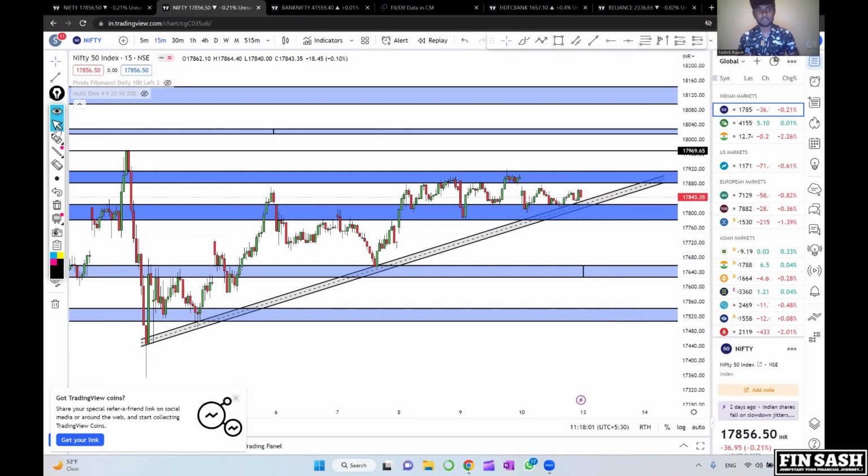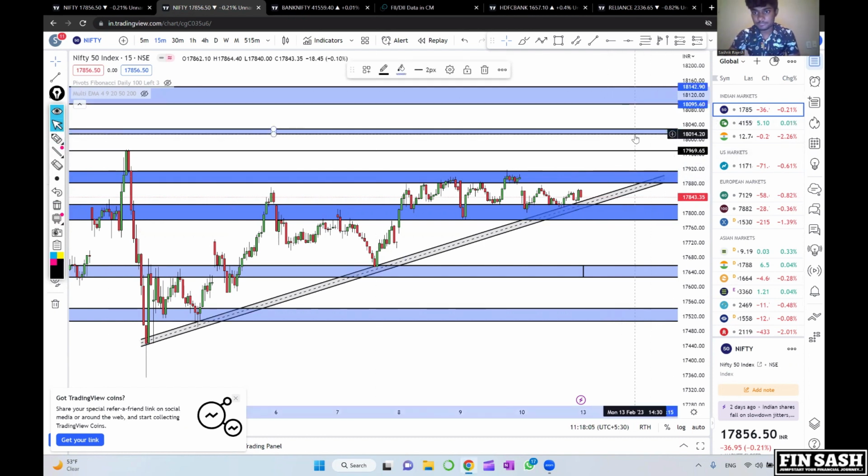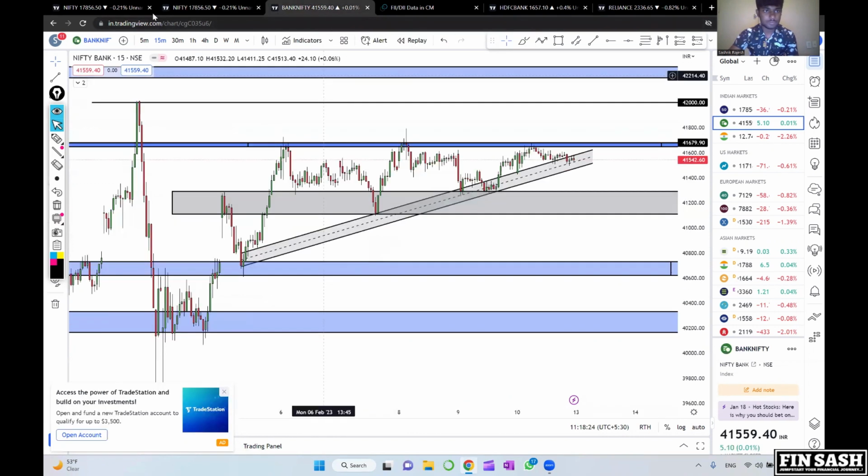So that's my plan of action for Nifty. You guys can copy the levels really quick. This line. And this trend line on the 15 minutes time frame. So that's my analysis for Nifty.